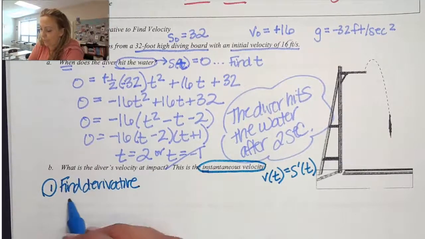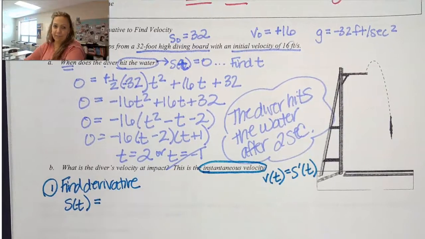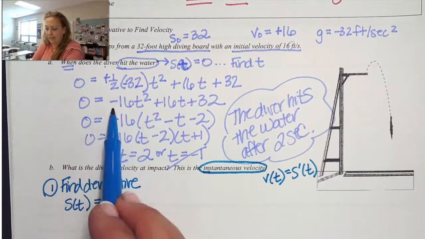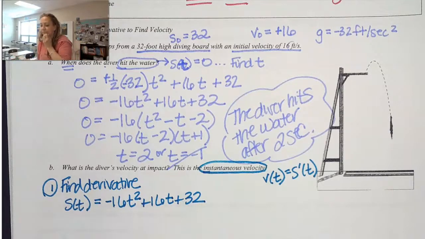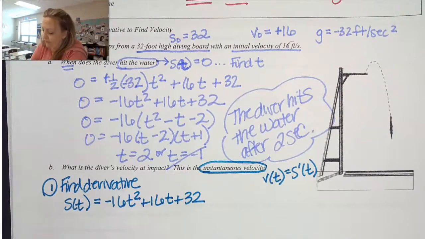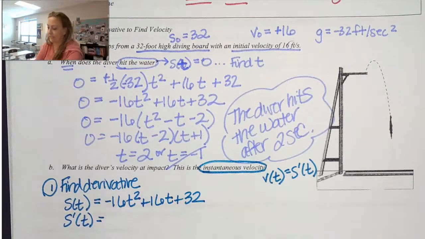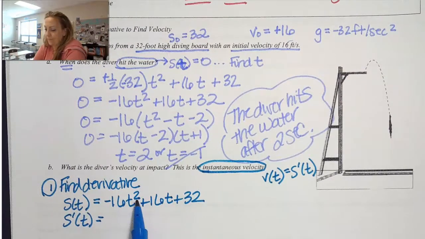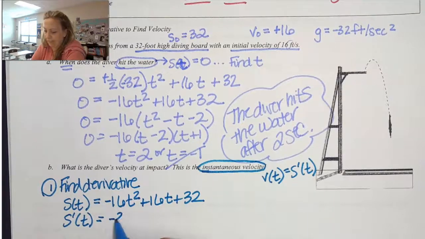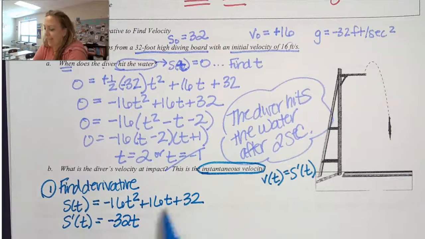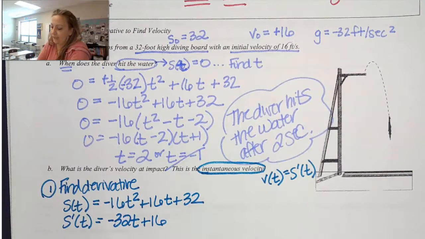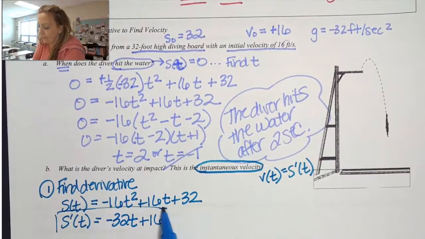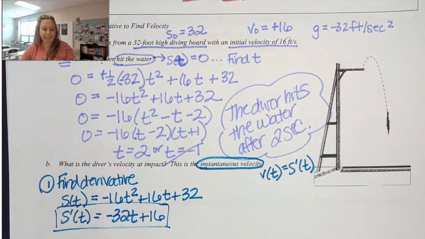Our position function, s of t, is -16t squared plus 16t plus 32. So let's find our derivative, s prime of t, because that's going to be our velocity. So this is going to be, I wish I could talk to you guys. Are you good with saying -16 times 2t to the first and just jumping right to -32t? I know you can't talk back to me right now. Then here we have plus 16, which ends up being 1t to the 0, which is just 1, and then the constant ends up being 32. So here's my derivative: s prime of t equals -32t plus 16.